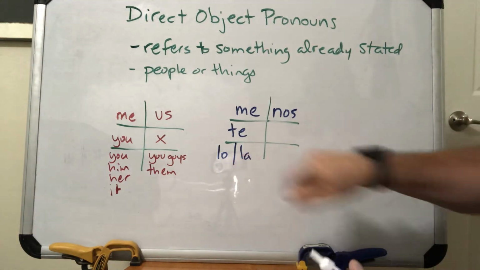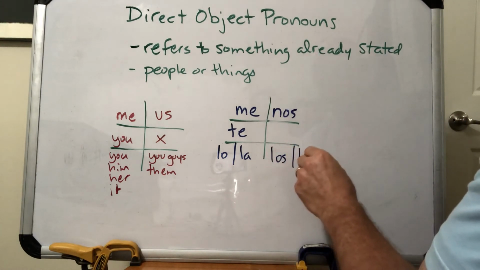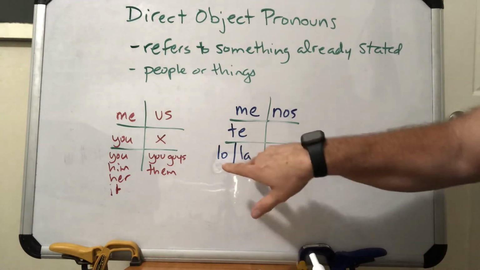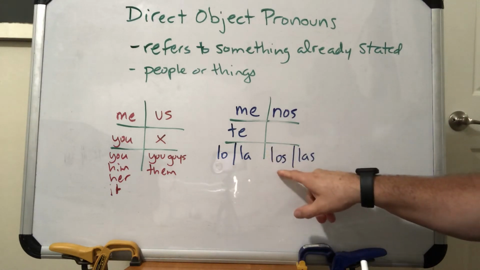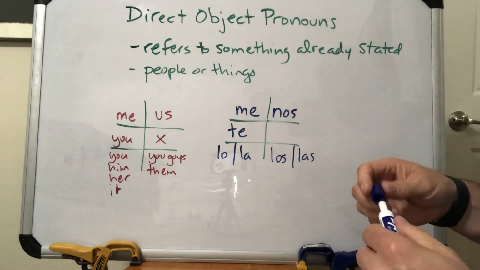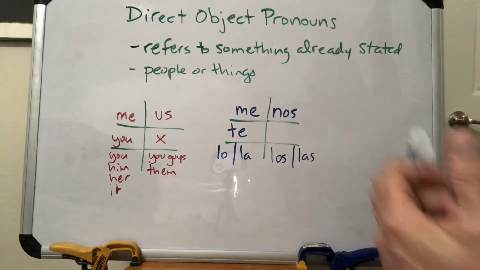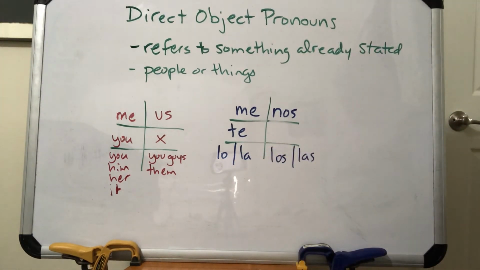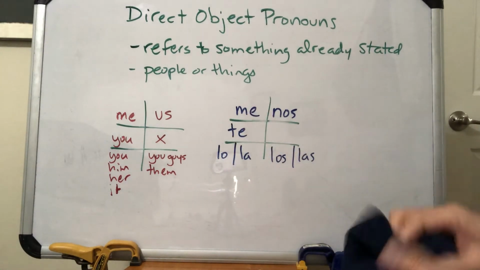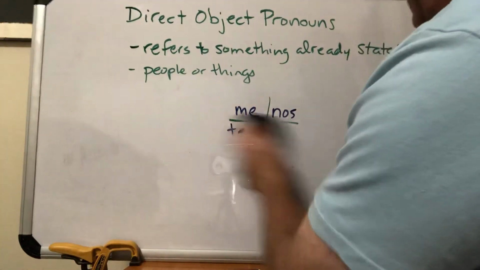Down here we have lo or la, and then over here we have los or las. The difference between these two is masculine and feminine, and over here these are both plural, so again it's masculine or feminine. That's why it's important to know what it's referring to, because it will already have stated something, and so it's referring back to that thing. We'll do a couple of examples and I'll show you what I'm talking about. So just copy these charts down, and then let's do some examples.